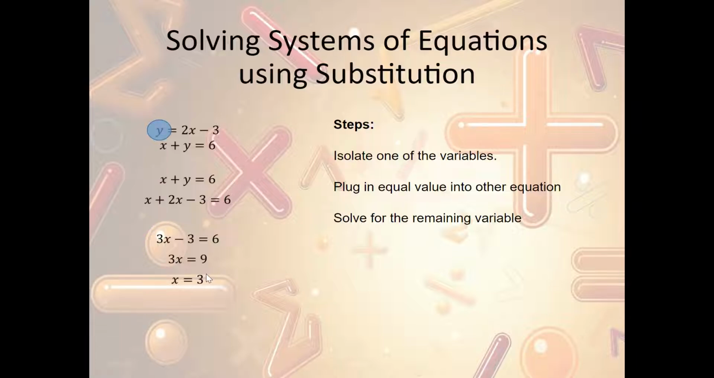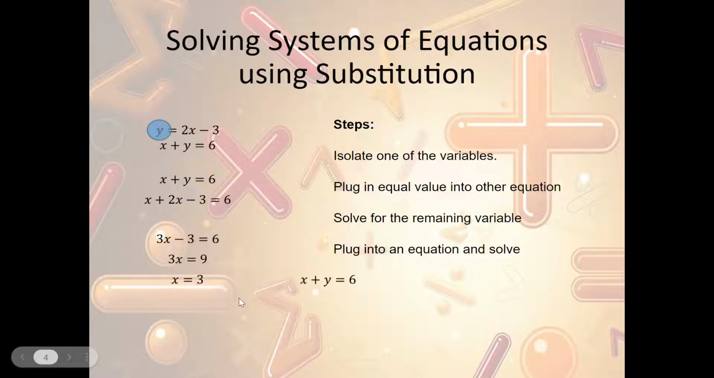Now I need to find the y coordinate. I'm going to plug it into one of the equations. It doesn't matter which one. I'll use this one, x plus y equals 6. But x is really 3, so I plug in 3 for x and then solve for y. I subtract 3 from both sides, and I get y is equal to 6 minus 3, which is 3. So when x is 3, y is 3, and that's the solution for both of the equations.